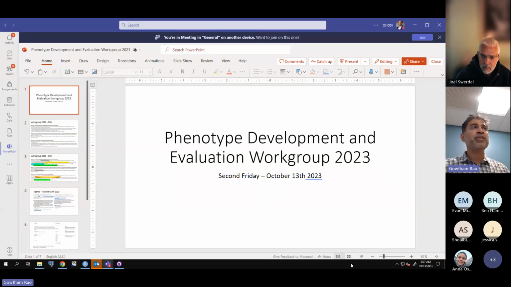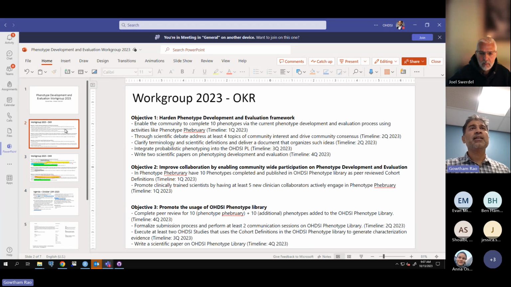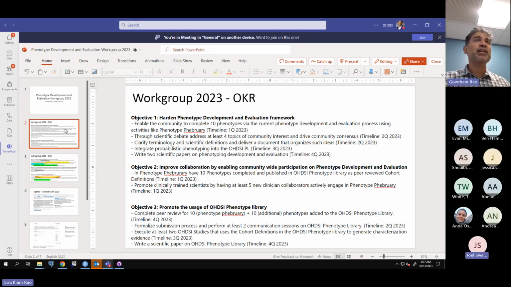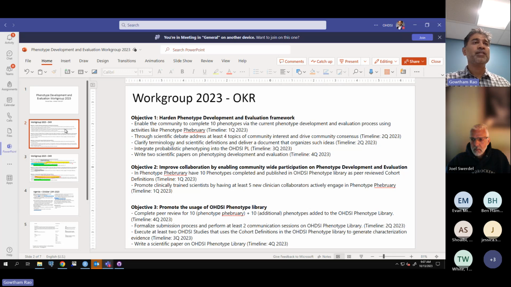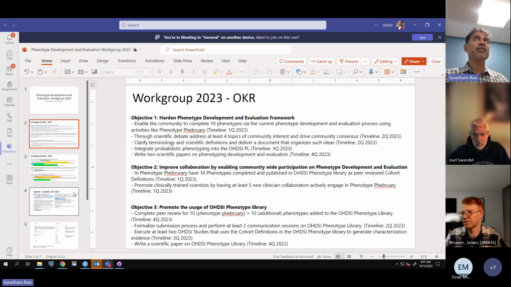Today is October 13th. This is the second Friday meeting of the Phenotype Development Evaluation Workgroup. Very quickly, this is our OKR that we started out with. We had three main objectives: to harden the Phenotype Development Evaluation framework, improve the collaboration amongst our community, and then to promote the usage of the OHDSI Phenotype Library. You probably heard I gave our workgroup's perspective on where we are during the OHDSI call this week.